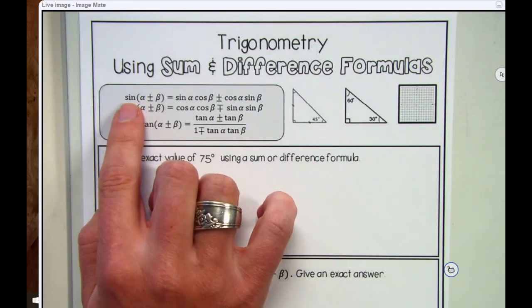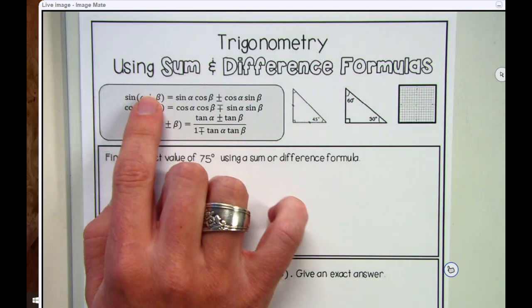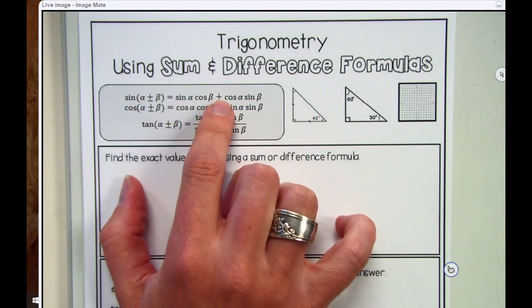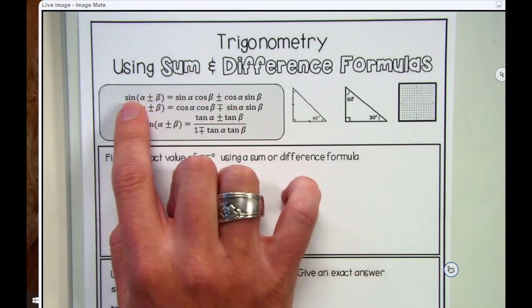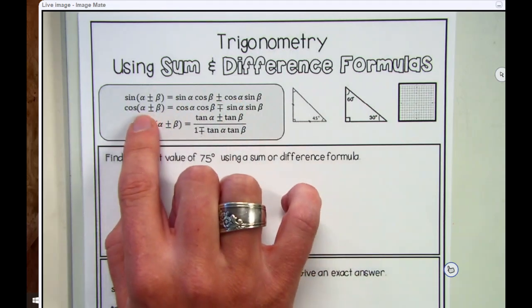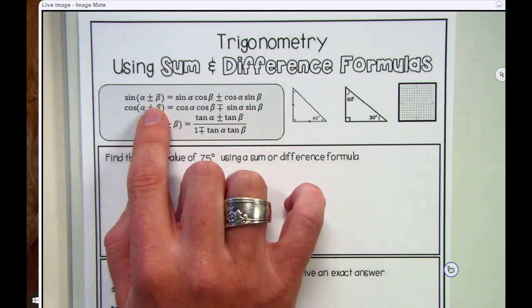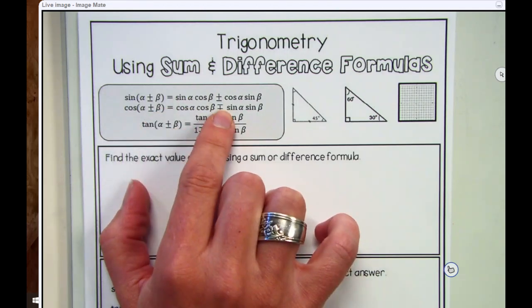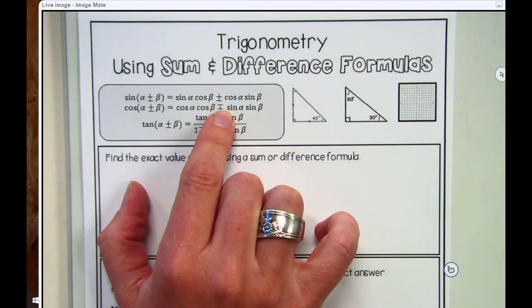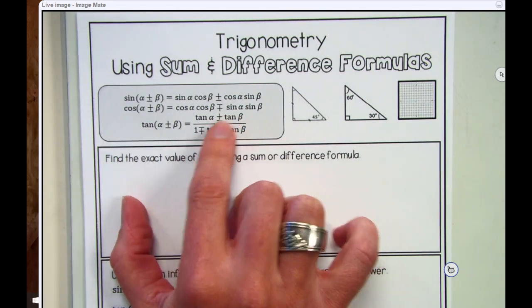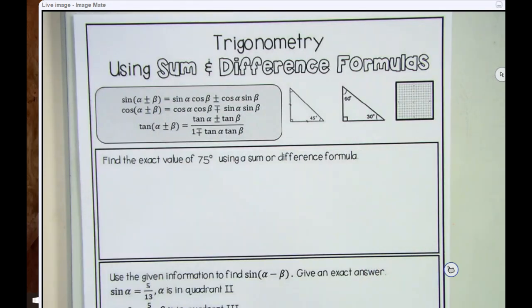Because if we have sine of an angle plus another angle, how this is written, we would use plus. If we have sine minus, then we use the minus. And look what happens on the cosine. If it's plus, we take away. If it's minus, we add. So is that clear now that I've explained that? So that dictates what signs you use, and tangent has top and bottom.